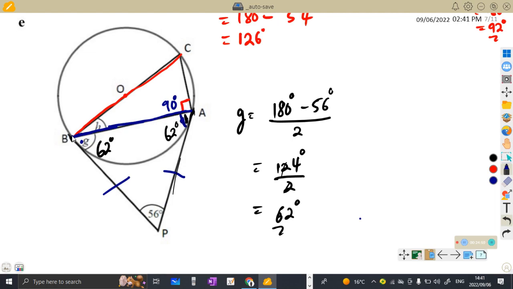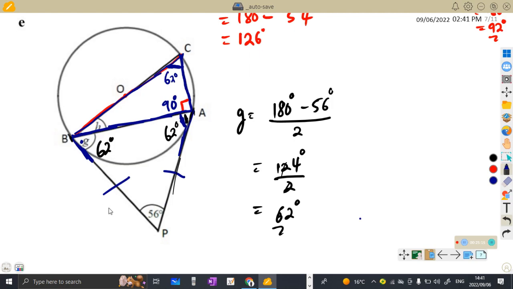So you hold your chord AB. I want you to hold your chord AB. Where is it creating the angle? If you hold it, it is creating an angle at C like this. So this angle at C is the same as this angle that is between the chord and that tangent, or it can be from this side. So it means this angle here is 62 degrees. That is what we can get for now.